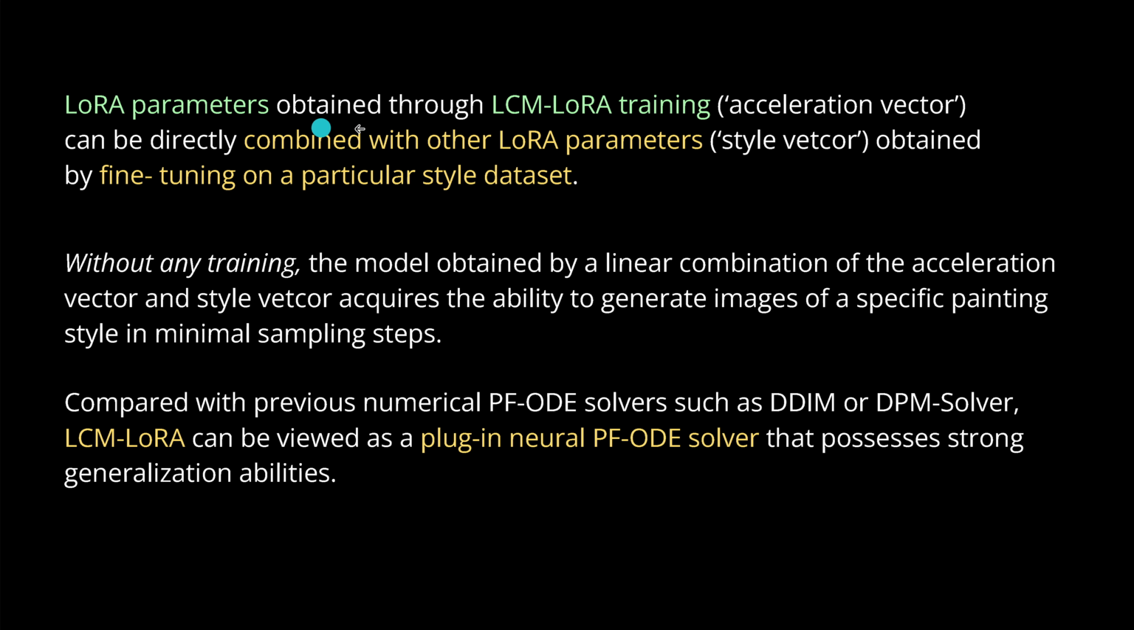Okay, LoRa parameters obtained through our LCM-LoRa training. The accelerator vector can be directly combined with other LoRa parameters like the style vector obtained, where the style vector has been obtained by fine-tuning on a particular style dataset. You have, I don't know, 100 images or 1000 images of a particular artist, in a particular style you like. You simply do a fine-tuning of the adapter, and then for the inference, you just click in the adapter and it works. It's gorgeous.